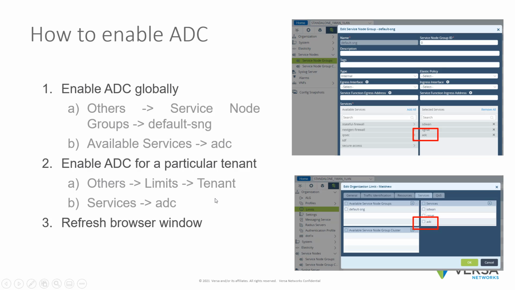So the next step is to enable ADC for a specific tenant where it should be available. For this, we will go to the others limits tenant, select your tenant, and in the services menu you will add the ADC service. Only after this, you will have the ADC available for that specific tenant where you want to configure it.